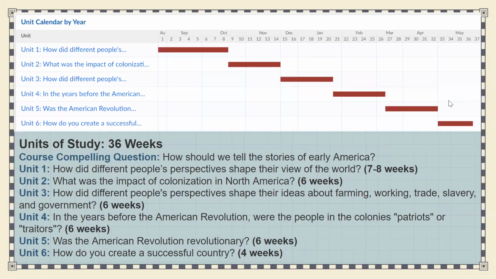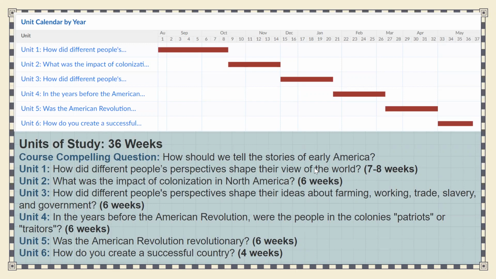This is the pacing guide for the course, which in a minute I'll show you on Atlas as well and show you how to navigate to it. So the course is set up as 6 units. The first unit is a little bit longer than the others. It's scheduled to be 7 to 8 weeks, depending on what other things you do at the very beginning of the year. Then each of the next units, 2 through 5, are each 6 weeks. And then the last unit is supposed to be 4 weeks. How do you create a successful country? That's the unit where students are really going to take a look at the Articles of Confederation, the Constitution, and the Bill of Rights.